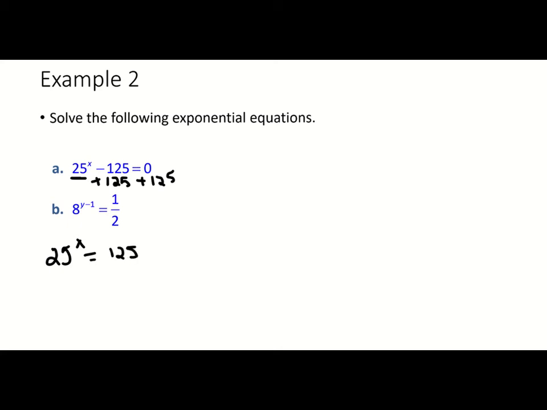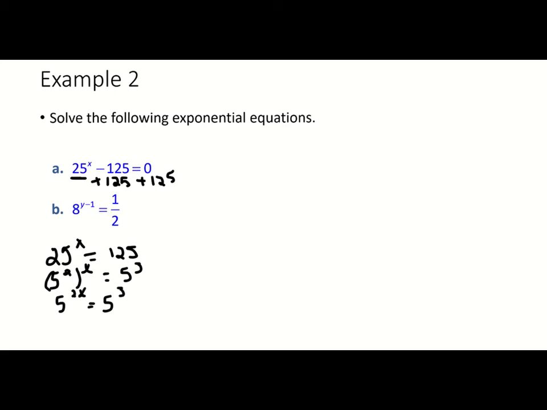Now, again, I need to have the same base for both. And I do know I can convert 25 to 5, and 125 I can also convert to a base 5. So this would be the same as 5 squared to the x, or 5 to the 2x power. And then 125 is 5 to the 3rd power, so it equals 5 to the 3rd power.